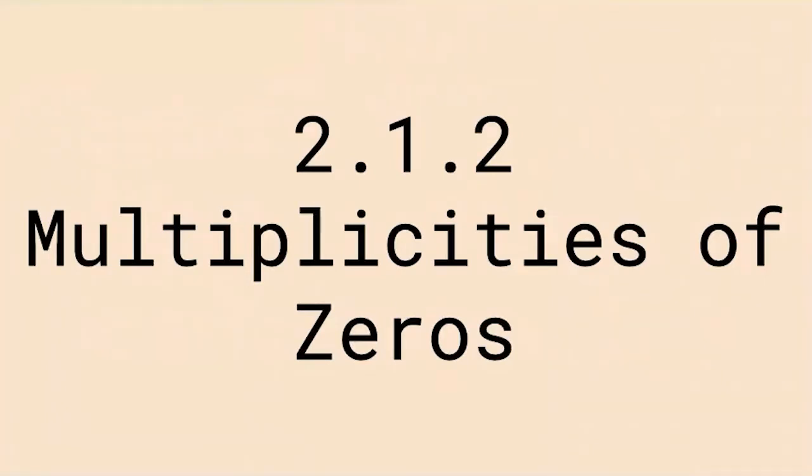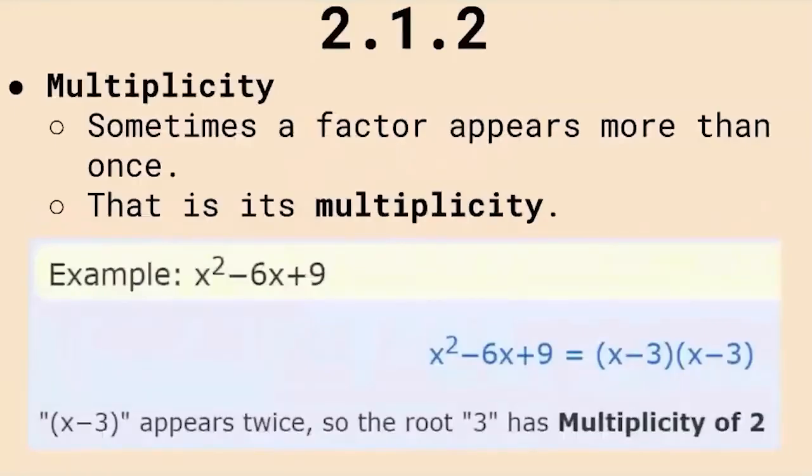So now we're going to go over the new stuff, multiplicities of zeros. Multiplicities of zeros just means there's twins or triplets or quadruplets or quintuplets, whatever they're called. So multiplicity, it says sometimes a factor appears more than once. That is its multiplicity. If you see this example, it says x squared minus 6x plus 9. Well, if you factored this, you would get x minus 3 and x minus 3. Since x minus 3 shows up twice, they're twins. It's a multiplicity of 2.